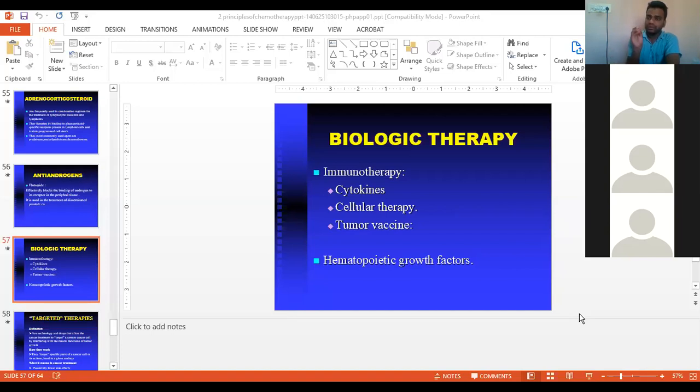Once they attack the cancer cell, the interleukin, the cytokine, will be released from that cancer cell, which in turn augments the host immune system to combat the tumor further. This is just an overview I'm giving you. This kind of therapy has come up already.